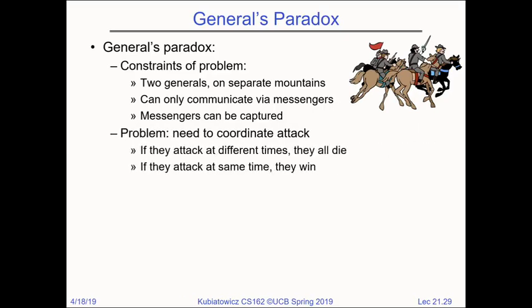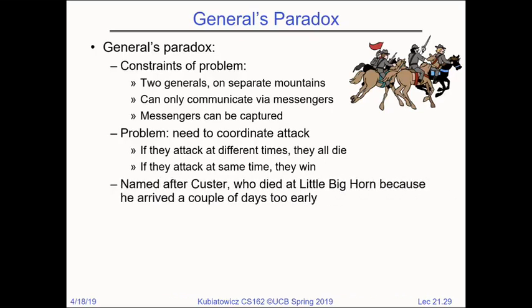Problem is you want to coordinate an attack. If they attack at different times, they all die. If they attack at the same time, they win. Okay, now, two generals. So we're only going to try to solve this problem for two. Okay, is everybody with me? Two. That's not three. Okay? And it's named after Custer, who basically died at Little Bighorn because he arrived a couple of days too early.